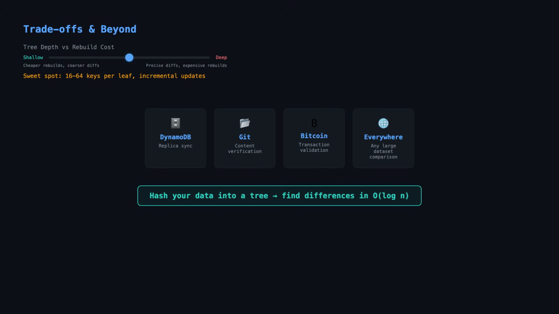The core insight is simple. Hash your data into a tree, and you can find differences in logarithmic time instead of linear. It's one of those ideas that once you see it, you wonder how you could do it any other way.